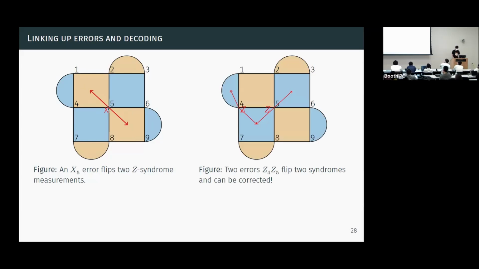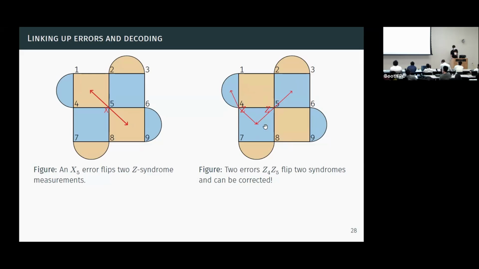And similarly, even though we have a code distance of only 3, if 2 particular errors occur in a particular configuration, we could still correct it. So say if we have Z4, Z5 occurring on qubits 4 and 5, then 2 syndromes will get flipped. This left one, this blue one, and this right one. But the middle one will get flipped twice, so it's sort of off.